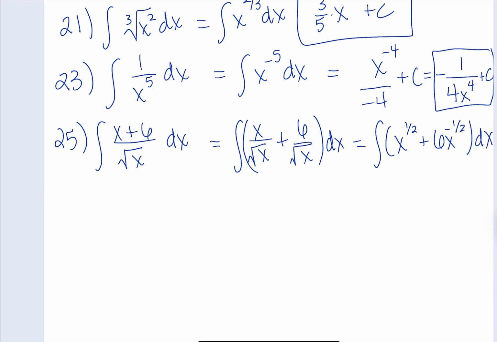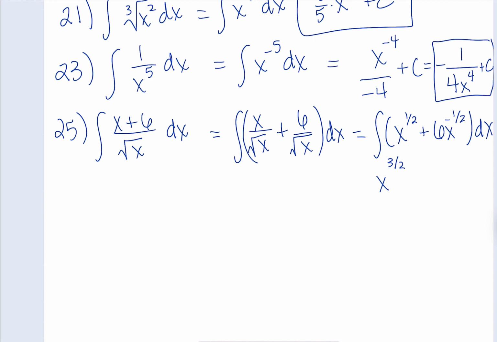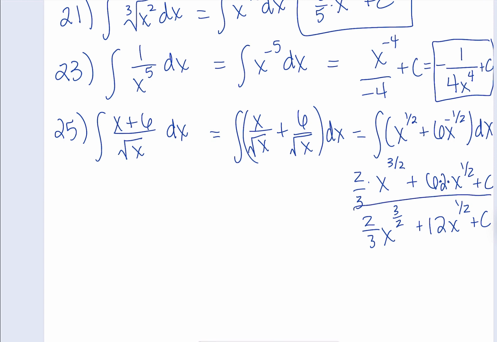And so let's do this antiderivative. We have x to the 3/2 times the reciprocal 2/3, plus 6 x to the 1/2 times its reciprocal of 2, plus c. So we have 2/3 x to the 3/2 plus 12x to the 1/2 plus c. I know those numbers get a little tricky when you have things like the 6 in front, and then you have the x to the 1/2, and you need to multiply by that reciprocal. It gets easier with practice.